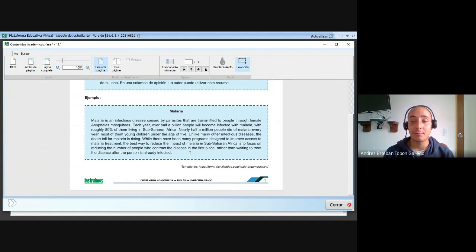While there have been many programs designed to improve access to malaria treatment, the best way to reduce the impact of malaria in sub-Saharan Africa is to focus on reducing the number of people who contract the disease in the first place, rather than waiting to treat the disease after the person is already infected. As we can observe here, they are talking about a particular issue. They take a particular place, talking about this position in the sub-Saharan Africa and how it affects people.